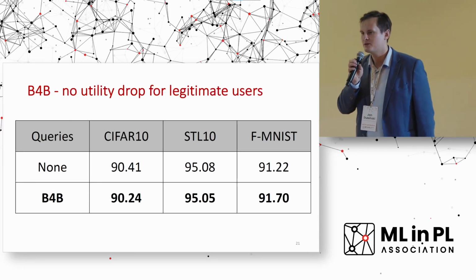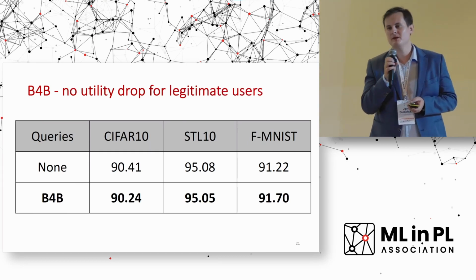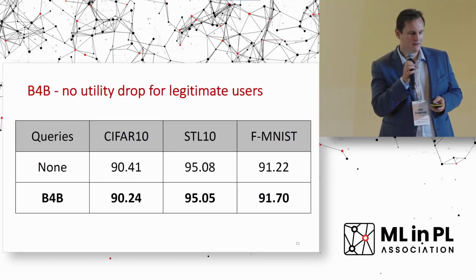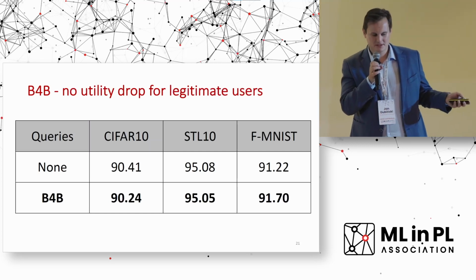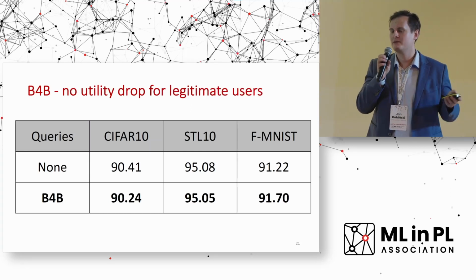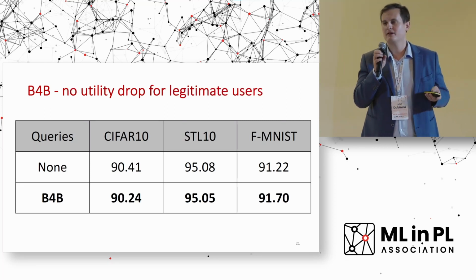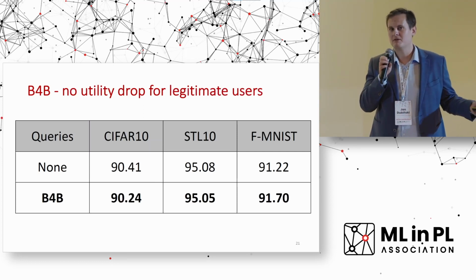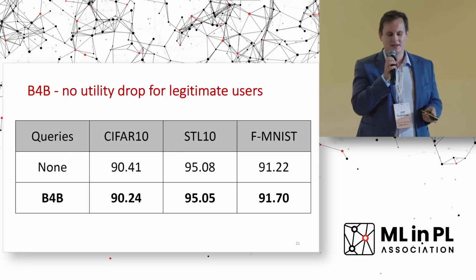And with a solution designed like that, B4B has many strong points. First, it causes no utility drop for legitimate users. As you can see, the performance of downstream tasks trained with a linear layer on representations returned by the model defended with B4B and undefended is more or less exactly the same.